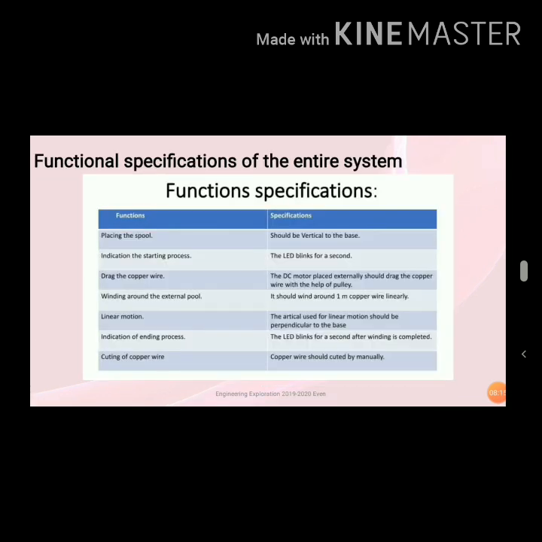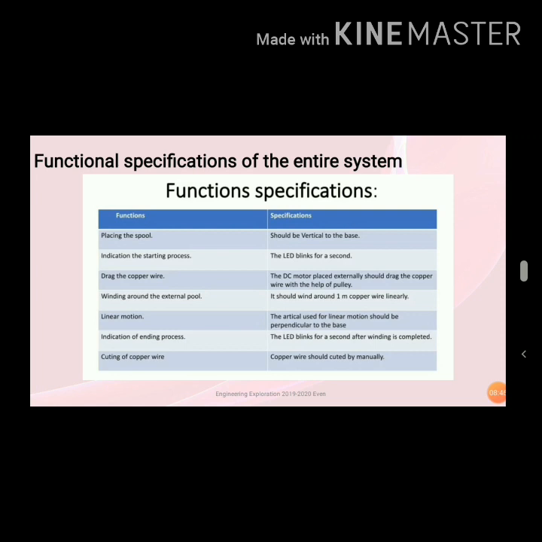Next, we have the entire function specifications. So our functions are placing the spool, indication of the starting process, dragging the copper wire, winding around the external spool, linear motion of the wire, indication of the ending process, and cutting of the wire. So the respective specifications are: after the spool is placed, it should be vertical to the base. Then indication of the process is done when the LED blinks for a few seconds.